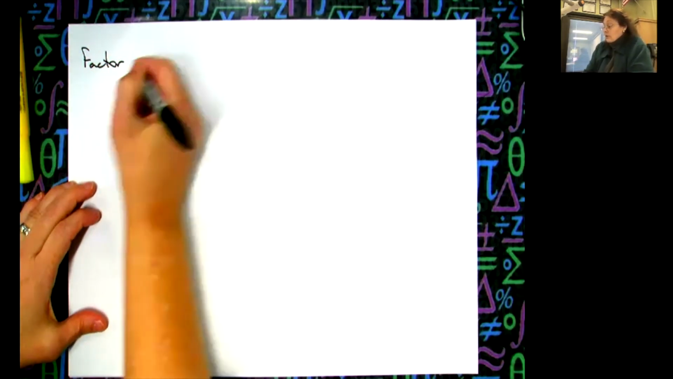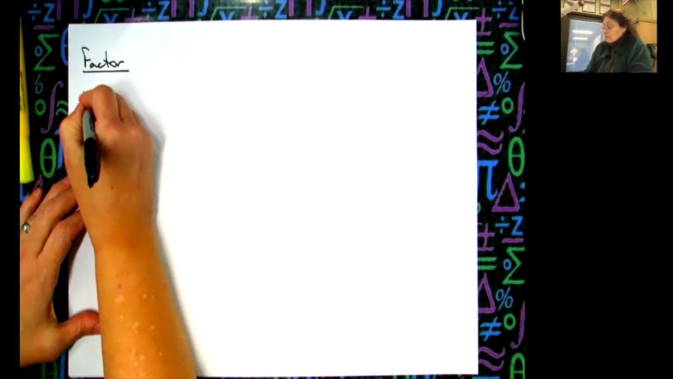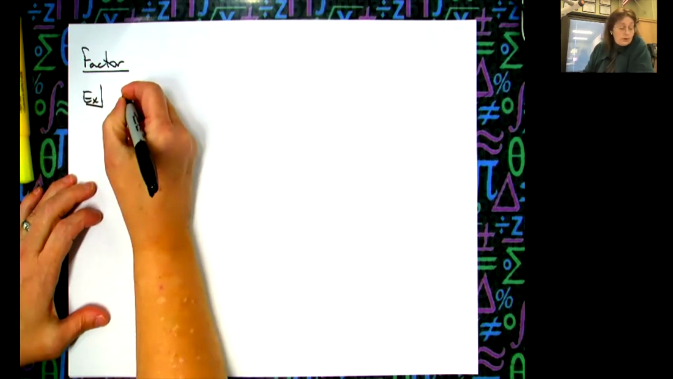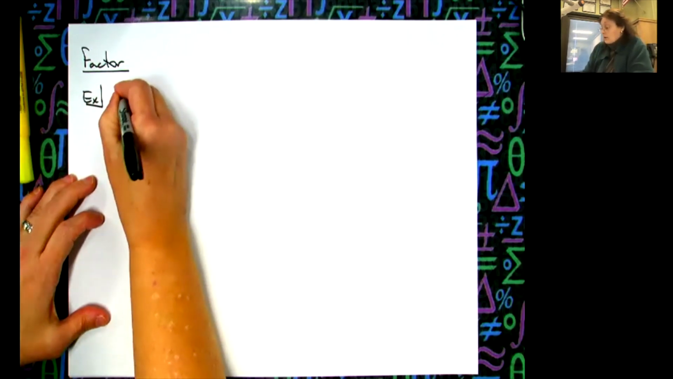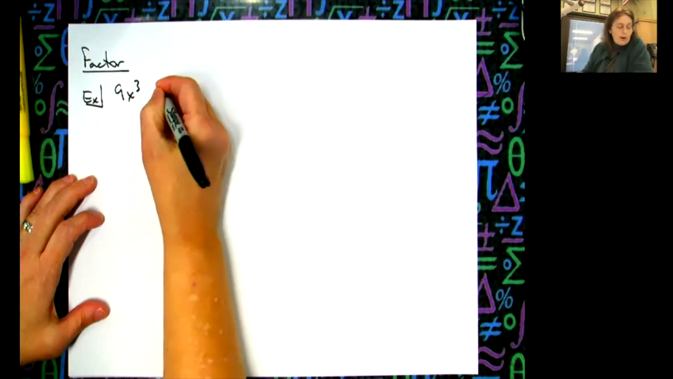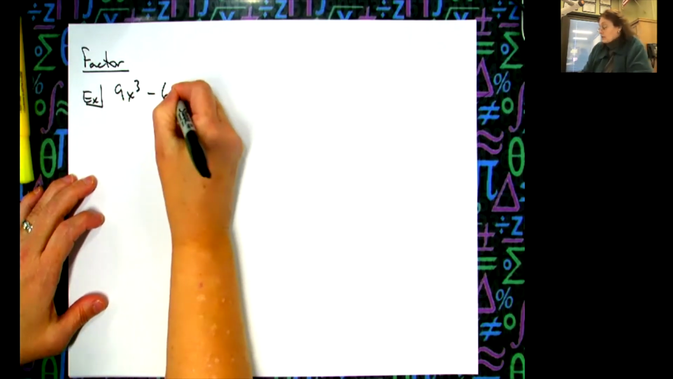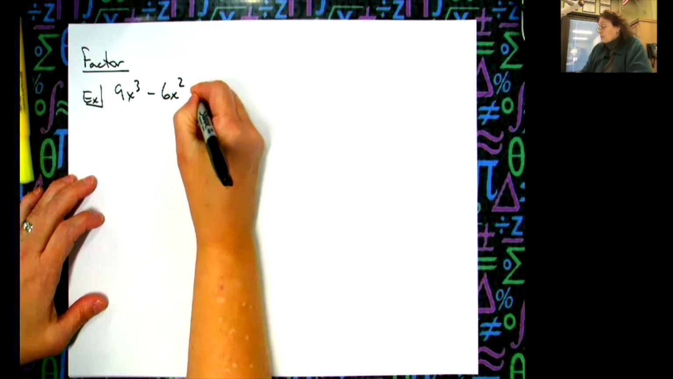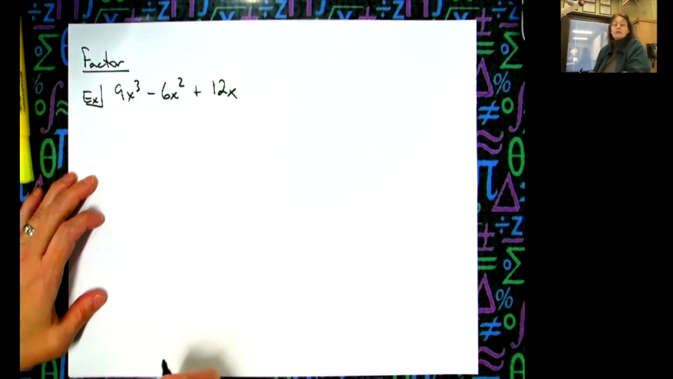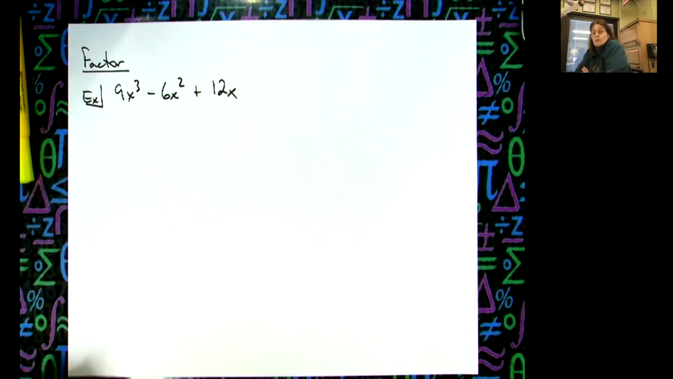All right, let's beef it up to more than just two terms. Again, I'm going to write the directions here. Let's say it says factor. Let's suppose they give us 9x to the third minus 6x squared plus 12x. So this one happens to have three terms.